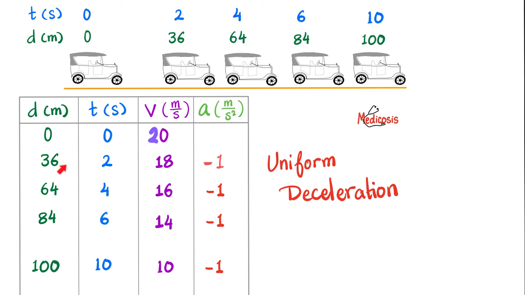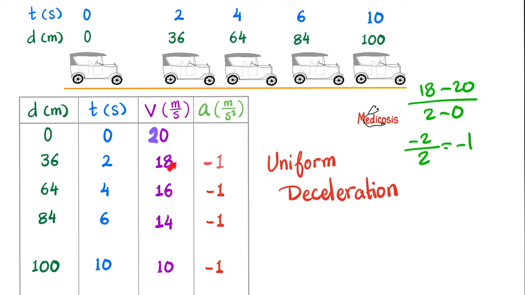So let's do delta v over delta t to get the acceleration. What's delta v? In the numerator, it's 18 minus 20. Denominator, 2 minus 0. So numerator is 18 minus 20 because that's the delta v. Denominator is 2 minus 0. 18 minus 20 is negative 2. 2 minus 0 is simply 2. Negative 2 divided by 2 is negative 1 meters per second squared.